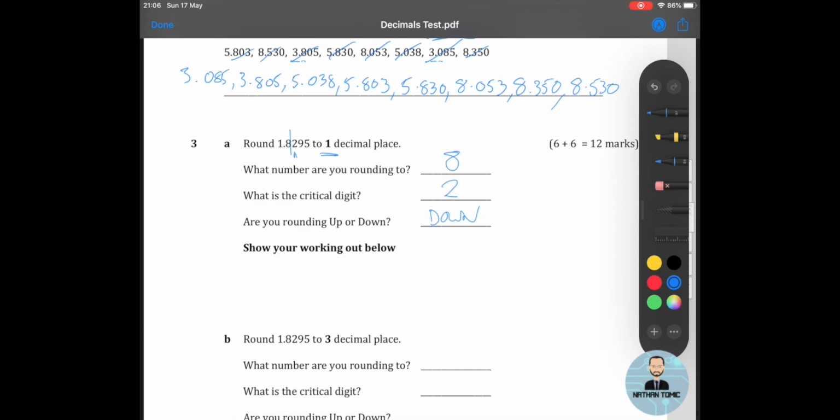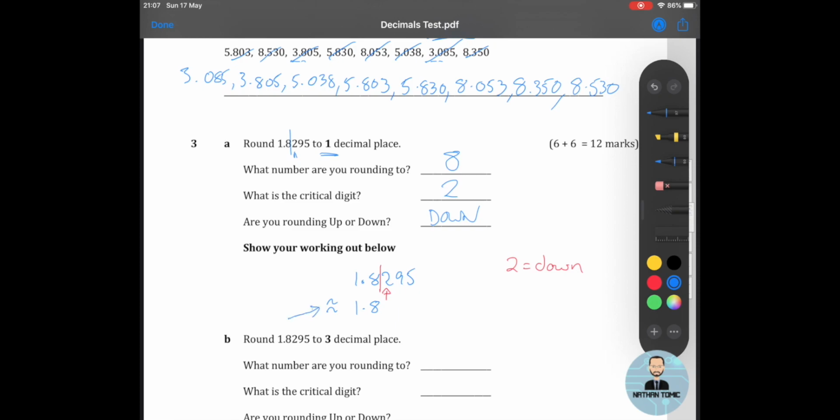So that's what I expected to see in those 3 spaces there. Then I'm really asking to see the working out. So what I expect to see down here is 1.8295. So you write it out. Then we show our cut. We show what our critical digit is. We might write over here 2 equals down just for ourselves. Okay, and then I'll say it's approximately equal to 1.8.